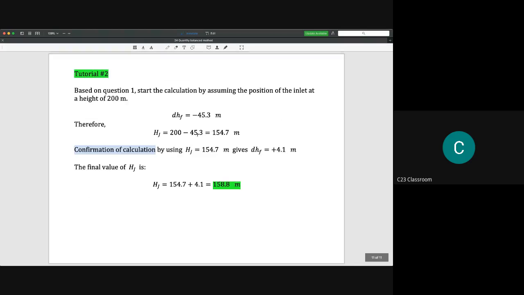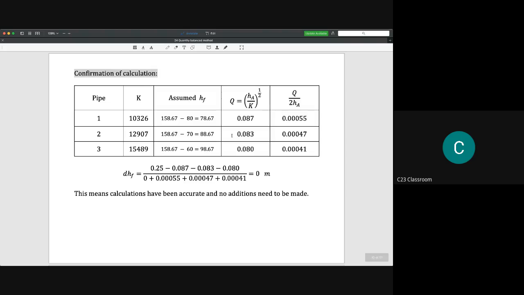So we know that the inlet here is 154.7. You need to recalculate the value of HF by replacing this with 154.7 minus 80, 70 and 60. So you get the value, and now you could calculate the new Q here. I'm sorry, this is not HA, actually this is the HF. For pipe 1, you just use the HA, pipe 2 is the HB, and pipe 3 here is the HC. This is also a typo here.